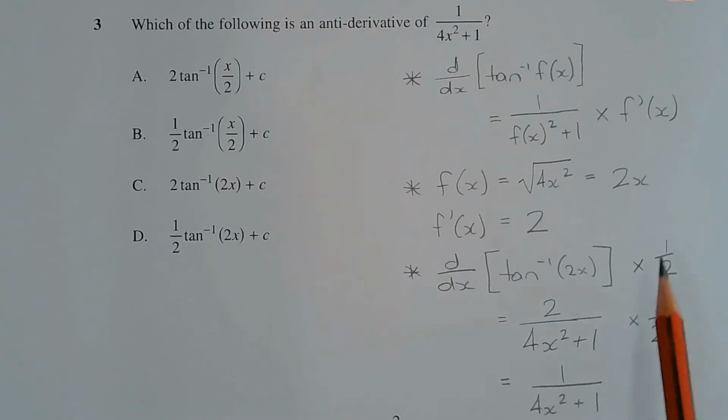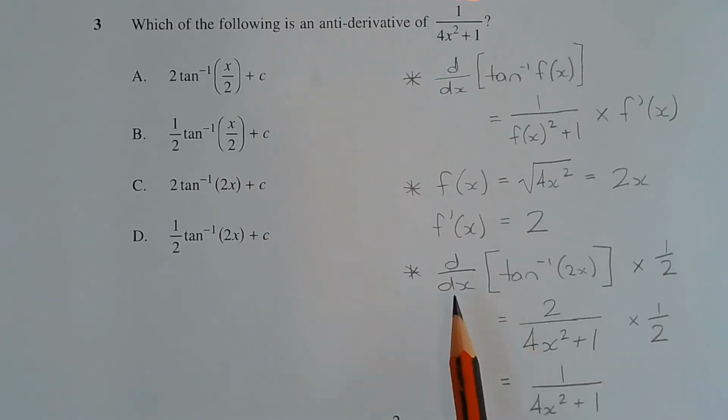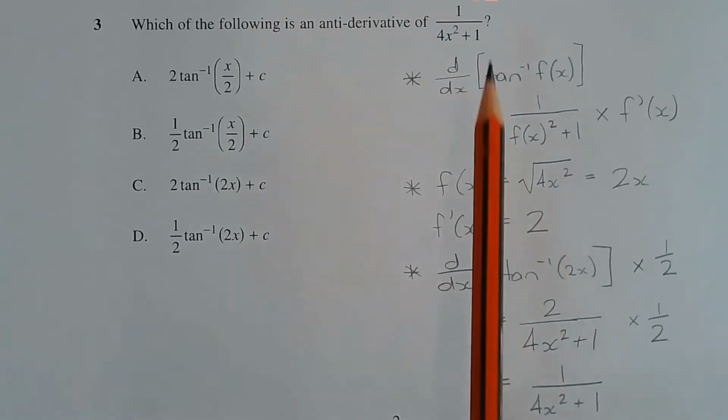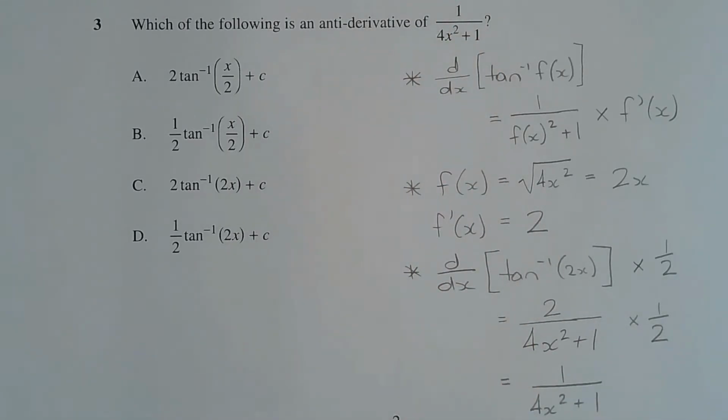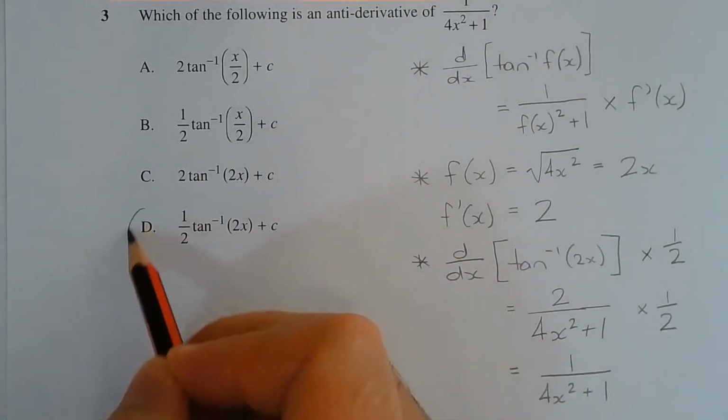Multiplying both sides of the equation by half, we get the derivative of the inverse tan of 2x multiplied by half is equal to 1 over 4x squared plus 1, which equals the original expression. Therefore, working backwards, the antiderivative of 1 over 4x squared plus 1 is equal to the inverse tan of 2x multiplied by half plus c. Therefore, the answer is option D.